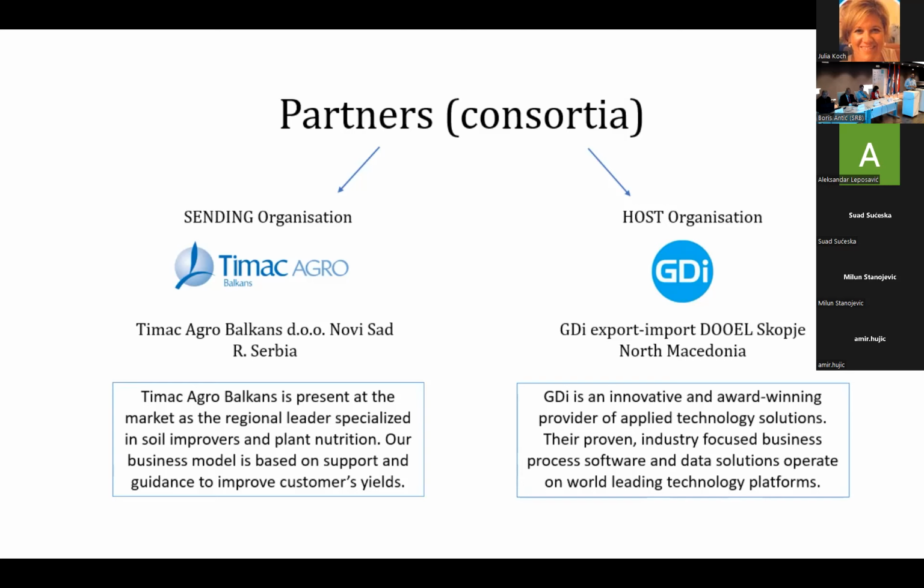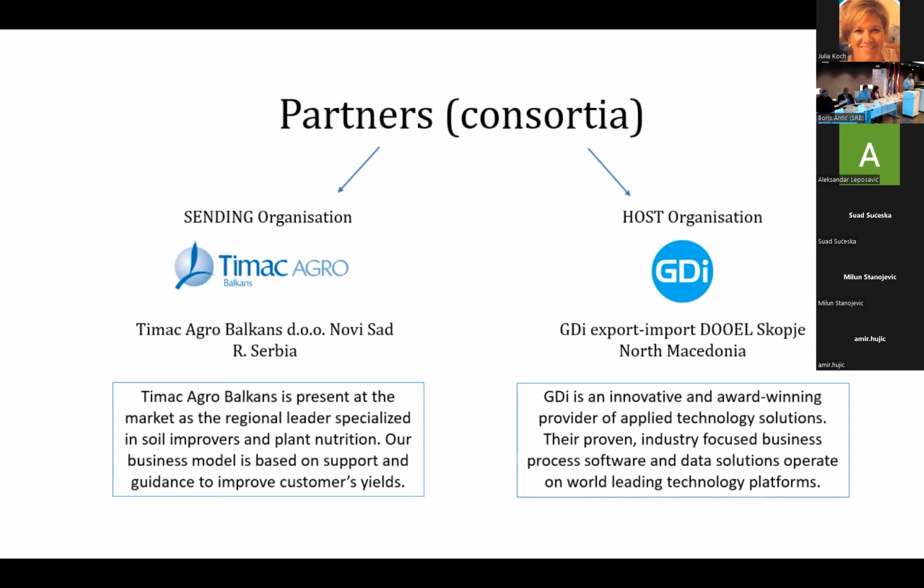So we found the appropriate partner. This is the GDI expert import company from North Macedonia. And these guys are experts not only in the IT industry in the region generally, but also in some kind of technology that suits us for this kind of project, because they are experts in GIS, geographic information systems.